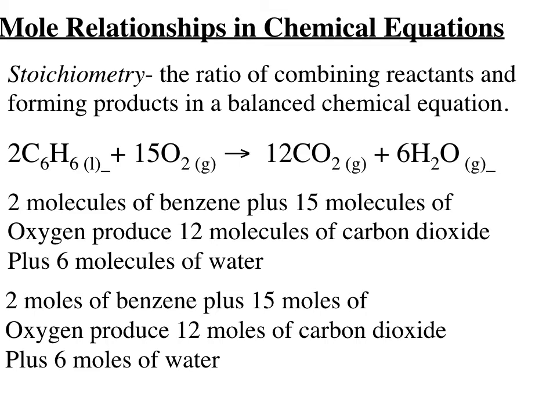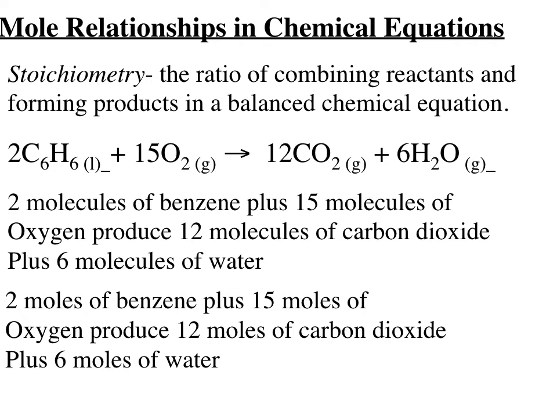Now, what I would point out to you, though, is that literally there are an infinite number of coefficients which will properly balance this equation. Meaning, I could have had 4 benzenes plus 30 O2s gives 24 CO2s and 12 H2Os. If you count all the atoms up, I would have exactly the same number of atoms on both sides.